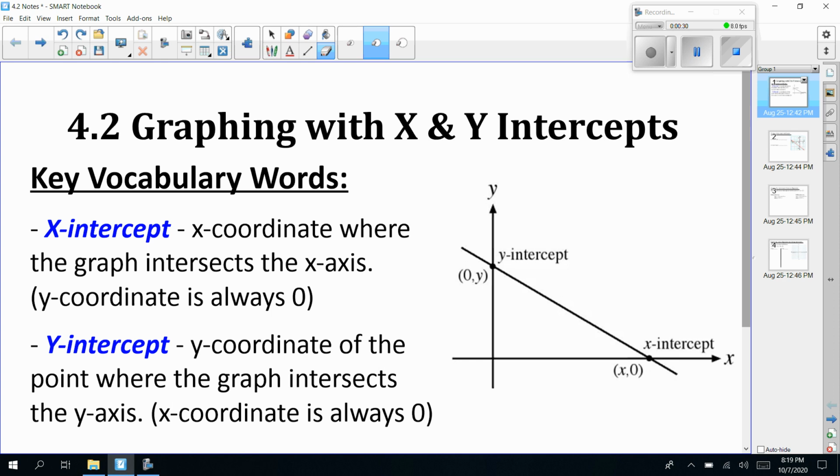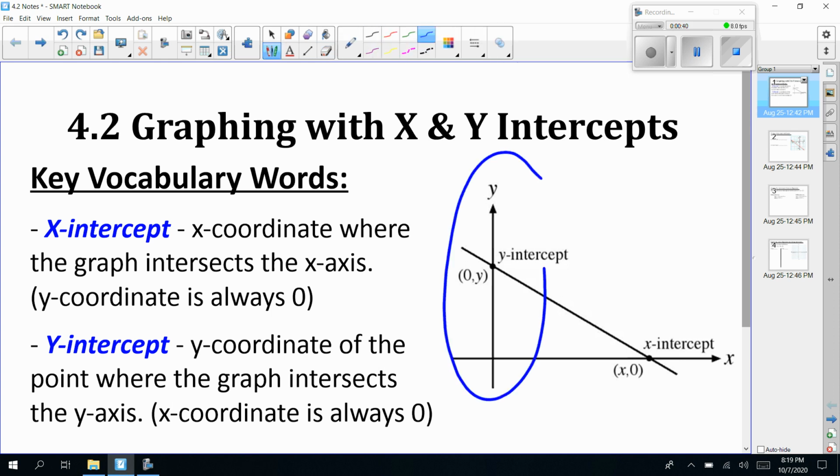For the y-intercept, it's the y-coordinate of the point where the graph intersects the y-axis. So here's our y-axis. The point where it crosses is right here. So the y-coordinate is the y-intercept.